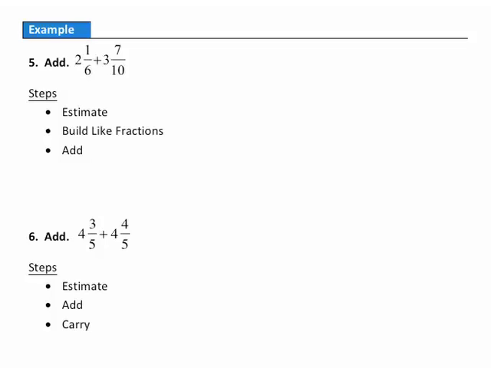Now let's take a look at some examples that will help us add mixed numbers. Example 5, we're asked to add 2 1/6 plus 3 7/10. Let's start with our estimate. 2 1/6, that is closer to 2. 3 7/10, half a 10 is 5, so 3 7/10 is actually closer to 4. So our estimate is going to be 6.